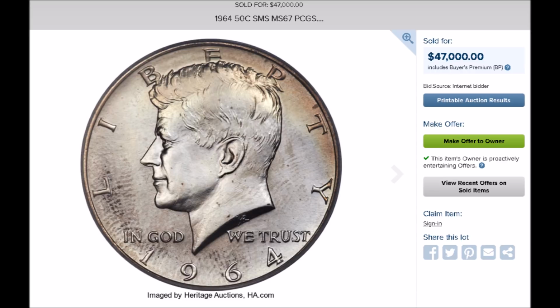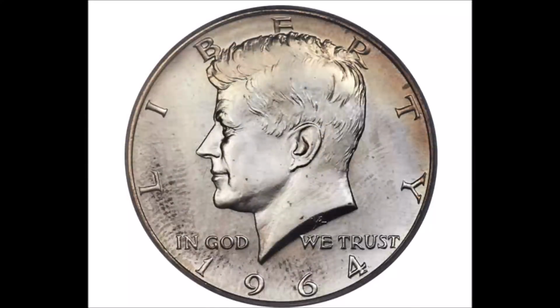There are many rumors as to why some of these were produced, whether they were prototypes to show what they wanted to do for the SMS series that they did for 1965, 66, and 67. But whatever the reason was, they did end up making some of these. Now, these are very, very rare. And currently, PCGS has a population of only around 28 known examples of a Kennedy SMS 1964 half dollar.